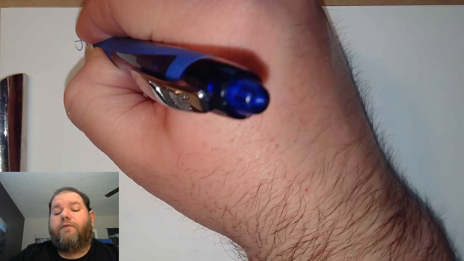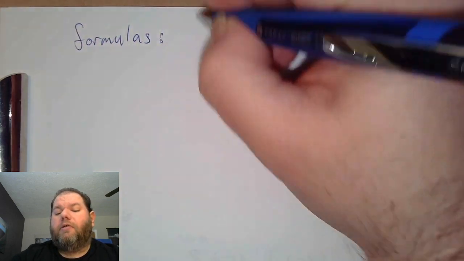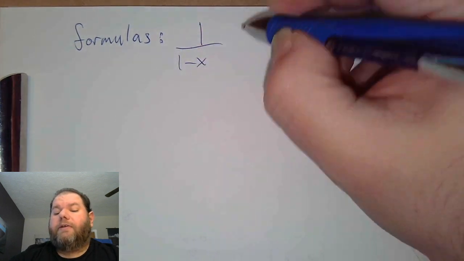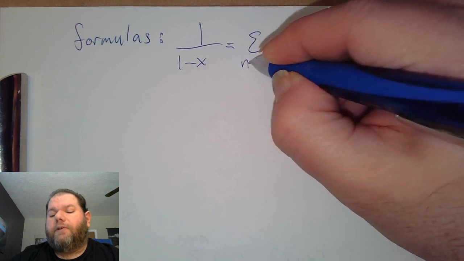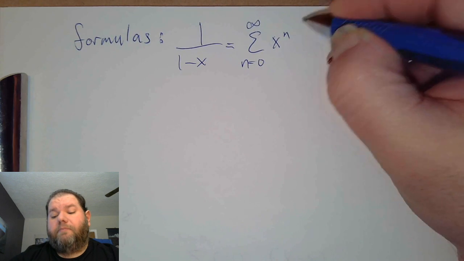So, let's start over a little bit. I'm going to write down what we know so far, and we'll go from there. So these are our formulas. We know that 1 over 1 minus x is equal to the sum n equals 0 to infinity of x to the n.